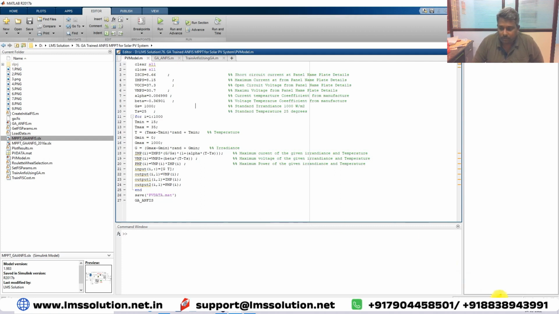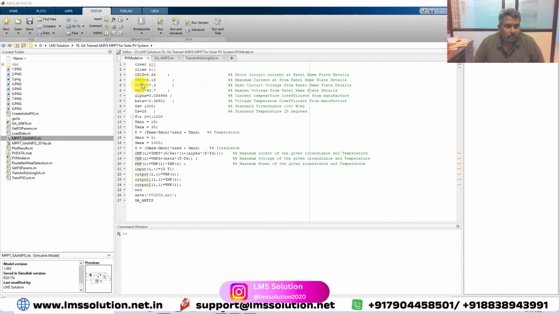Here you can see that we are mentioning the short circuit current, the current at maximum power point, and then open circuit voltage, and then voltage at maximum power point. Alpha is nothing but the current temperature coefficient, beta is nothing but the voltage temperature coefficient, and then the standard irradiation and temperature at the standard test condition is 1000 watts per meter square, 25 degrees Celsius.